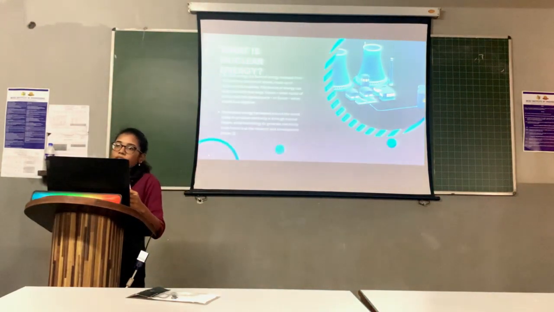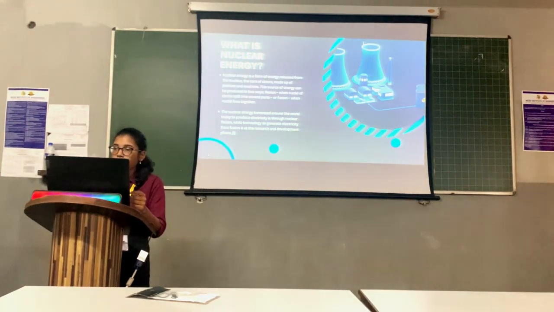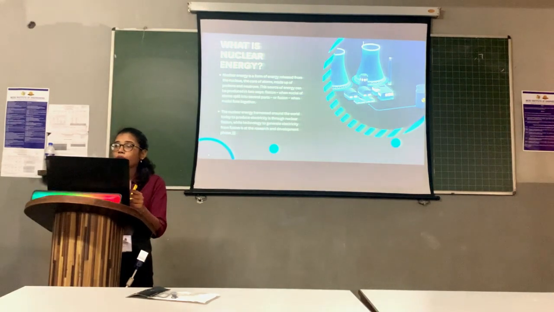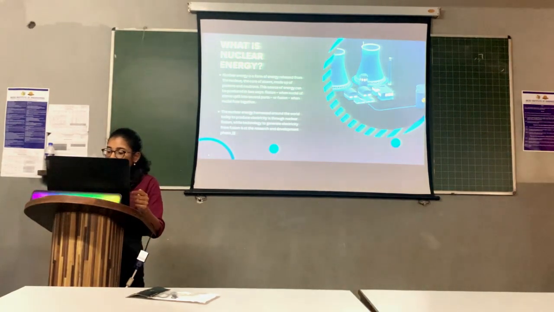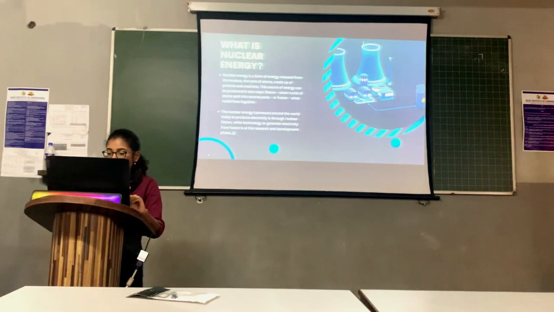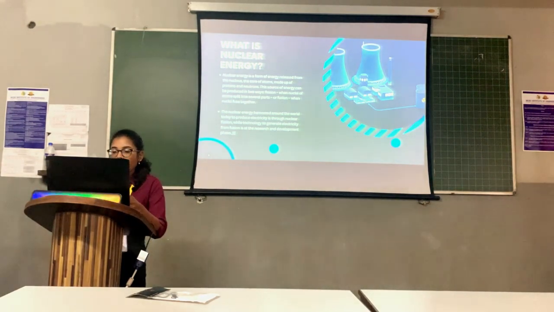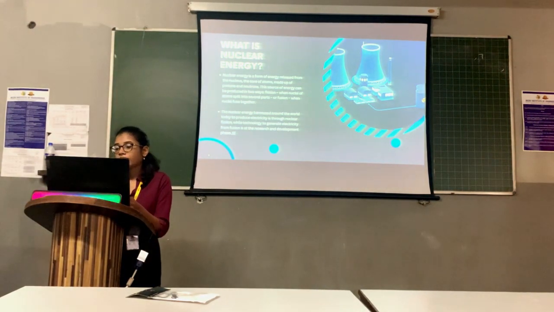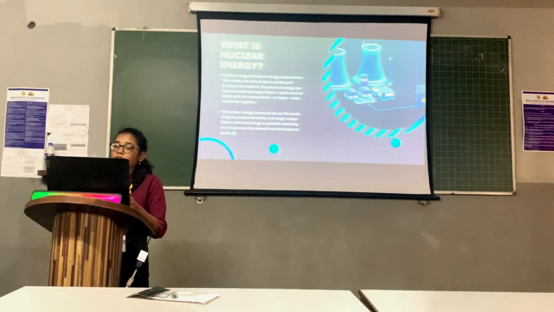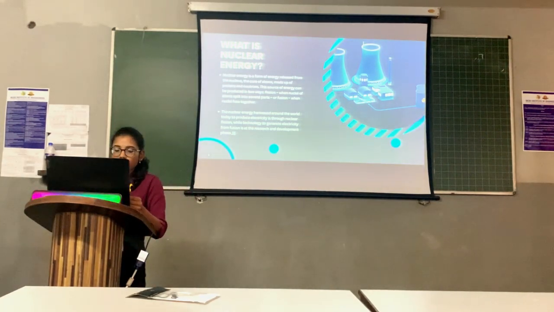So, what is nuclear energy? Nuclear energy is a powerful and efficient form of energy generated by harnessing the process of nuclear fission, where the nucleus of an atom splits, releasing a tremendous amount of heat energy. This heat is then used to generate electricity, making nuclear energy a significant and low carbon source of power with the potential to meet the world's growing energy demands while reducing greenhouse gas emissions.